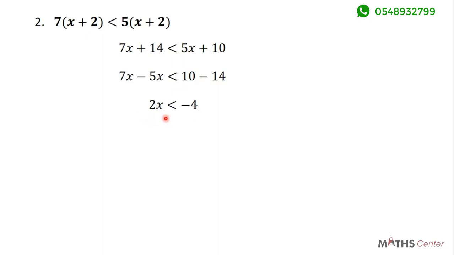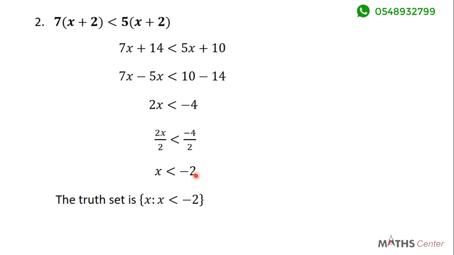You divide through by 2. So 2x divided by 2, minus 4 divided by 2. 2 will cancel 2 to give us x. Minus 4 divided by 2 gives us minus 2. So the truth set is s such that x is less than minus 2.